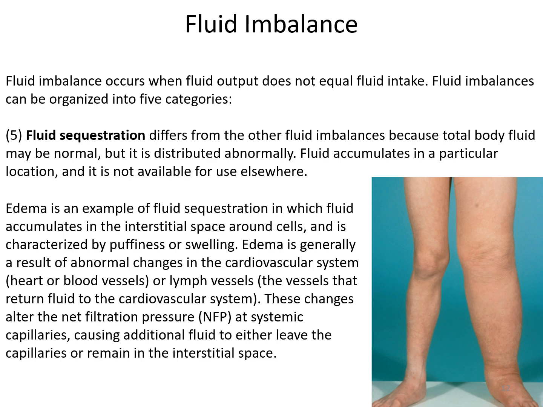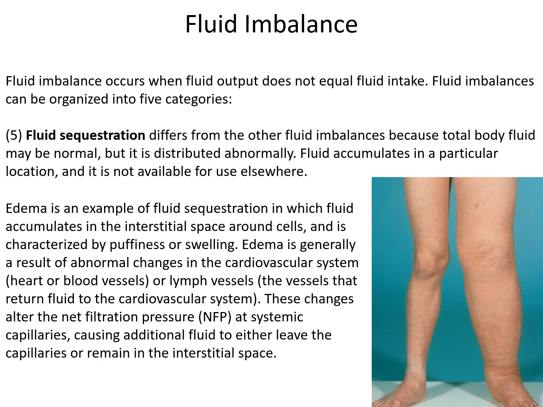Fluid sequestration is different from the other ones because you don't have a difference in the amount of fluid either coming into the body or leaving the body, but rather you just have a distribution issue where the fluid is now distributed abnormally, as you can see in this picture. So fluid will accumulate in a particular location, and so you have excess fluid in one area, which means you don't have it available for use in a separate area.